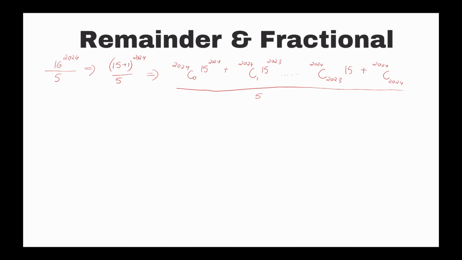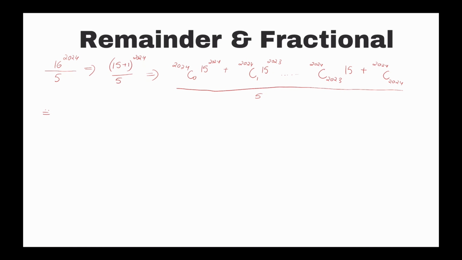Now here you can see that there are a lot of different terms. In all of my terms, except the last, I have a factor of 15 in it, right? I'm going to have at least one 15 there. If I have one 15, the term can be divisible by 5. Apart from the one which does not have 15, it cannot be divided. So that would become our fractional part.